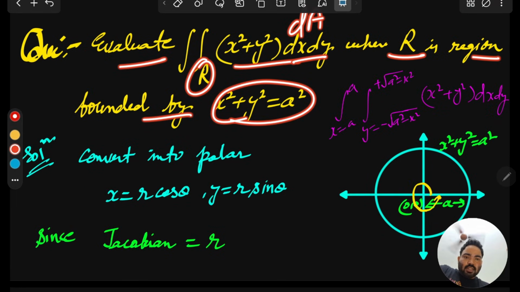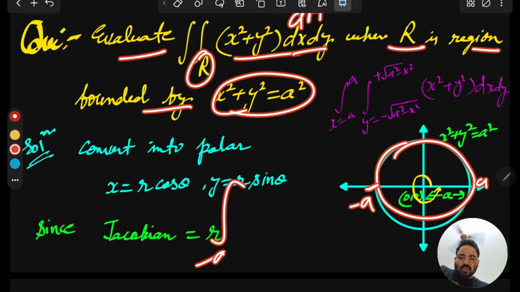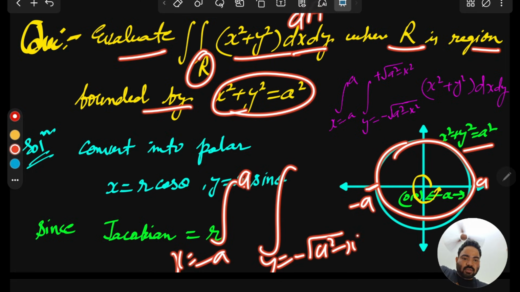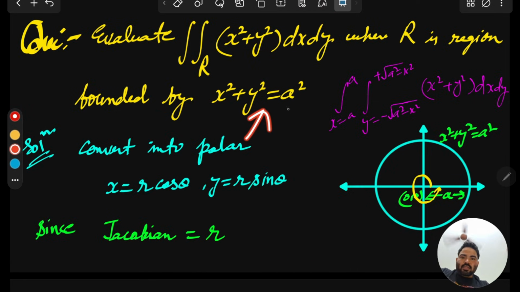If you are not going to use polar coordinates, then what will happen? You know the circle, and x is moving -a to a, and the lower side of y is minus under root a square minus x square. The upper side is under root a square minus x square, and after that dy dx. But if you integrate this way, it will become complex, so it's better to change the variable. Sometimes in integration, change of variable makes it easy, so you have to use change of variable also. If you notice x square plus y square, then you can go with polar coordinates.